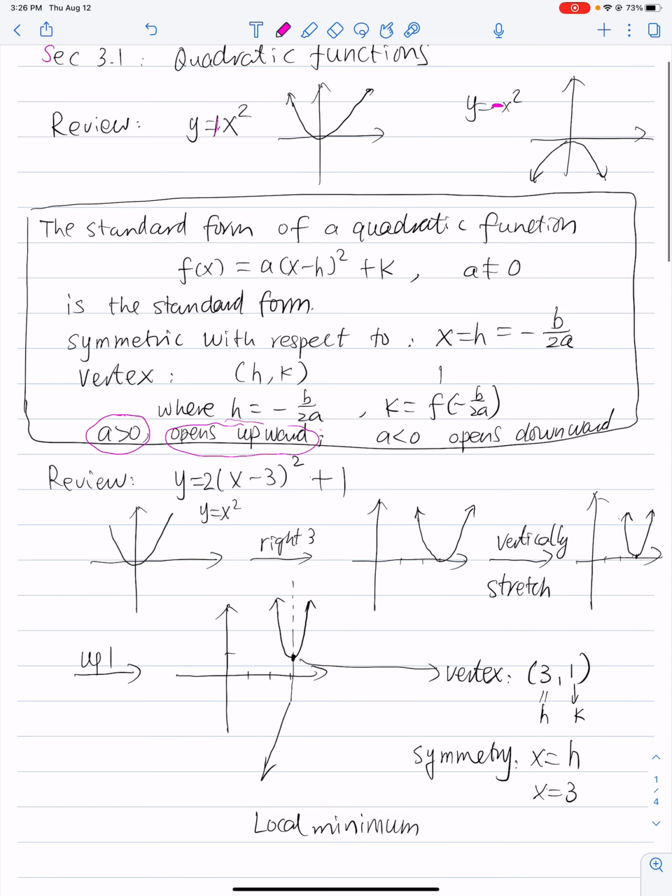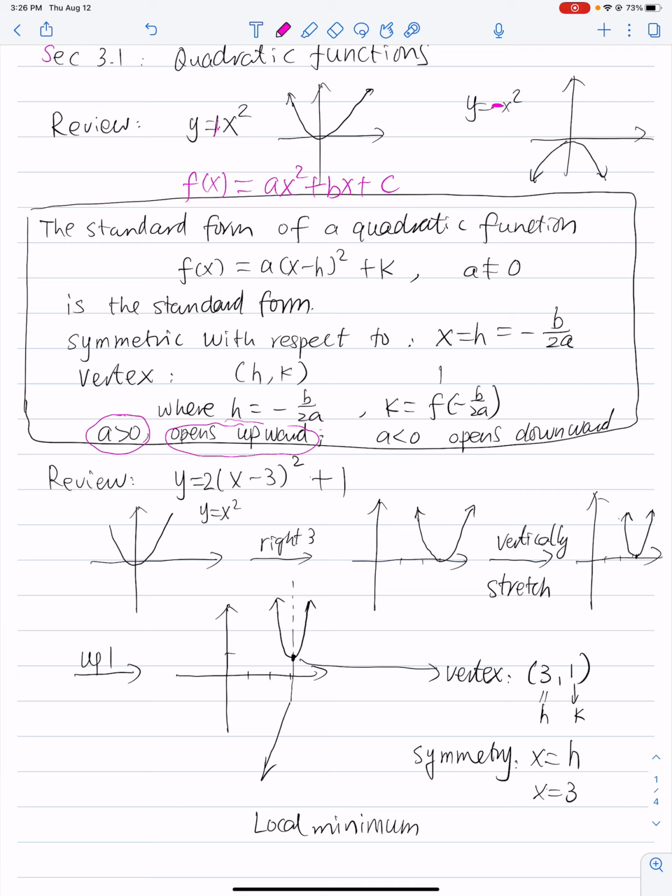Okay. And we also wanted to learn the standard form of the quadratic function. Like this, f(x) equal to a times (x minus h) squared plus k, a is not equal to 0. And this standard form will tell you that the parabola is symmetric with respect to x equal to h, where h equal to negative b over 2a. So where does this come from? It still comes from the general form f(x) equal to ax squared plus bx plus c. So the b and a come from this, okay?